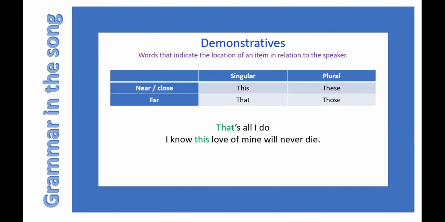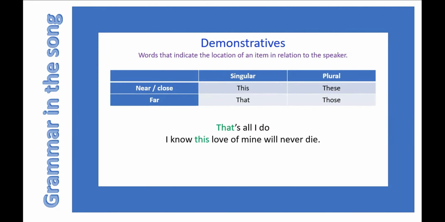Another example is, "I know this love of mine will never die, and I love her." In this case, this means that the love that the person feels for the woman is inside him. So it's more than close.